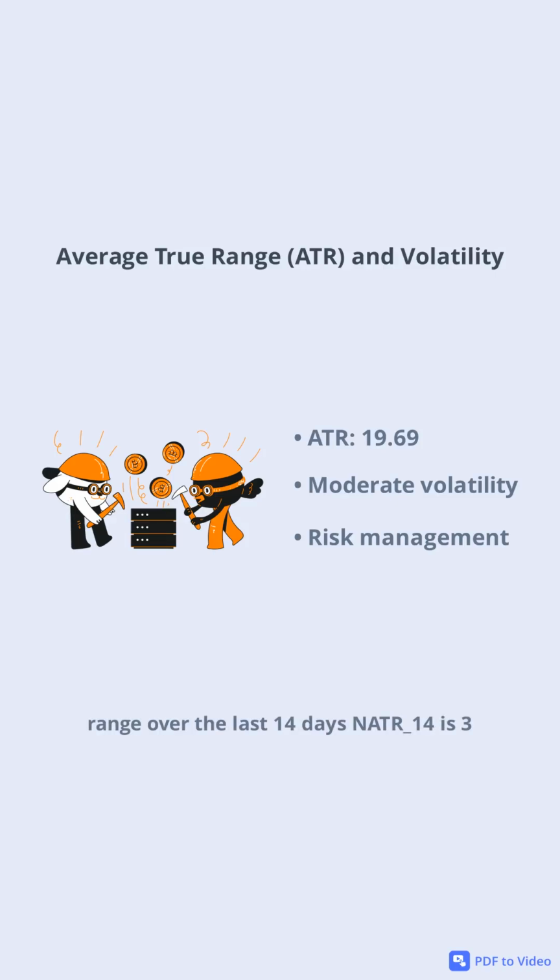The average true range, ATR 14 for Meta, is 19.69, indicating the average daily price range over the last 14 days. The normalized ATR 14 is 3.03, and true volatility matches at 3.03, reflecting moderate price swings. Volatility 30 is 1.69 and volatility breakout is 0.611. These figures suggest that while Meta is experiencing some movement, it's not in an extreme volatility phase. Understanding volatility is key for risk management and position sizing.